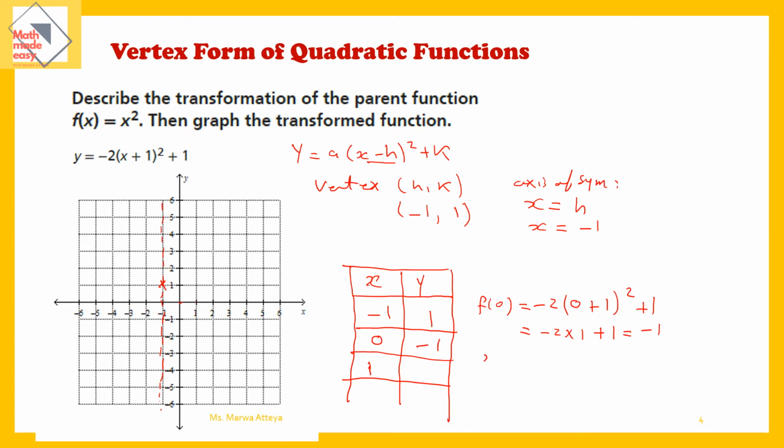Then I'm going to substitute x equals 1, so f of 1 is -2 times (1 plus 1) squared plus 1. 1 plus 1 is 2, 2 squared is 4, 4 multiplied by -2 is -8, plus 1 equals -7, so my point here is (1, -7). I'm going to plot these points on the graph. I have (-1, 1), then (0, -1), this is my second point. Then my last point is (1, -7). Unfortunately, I don't have -7 here, so I'm going to draw it like that.